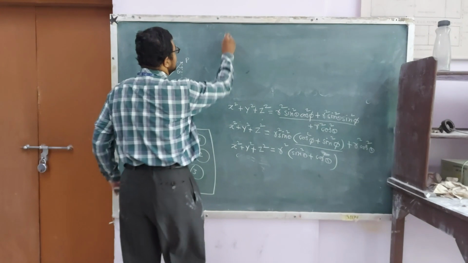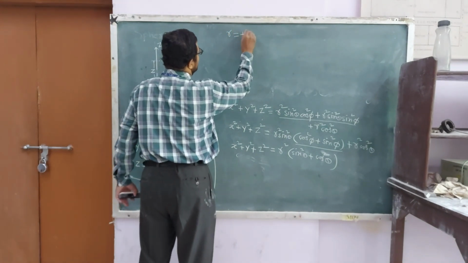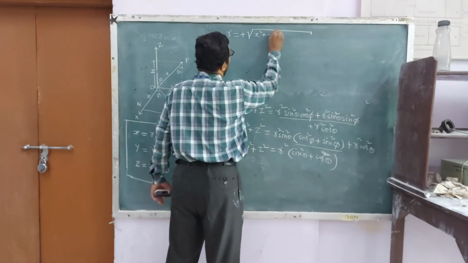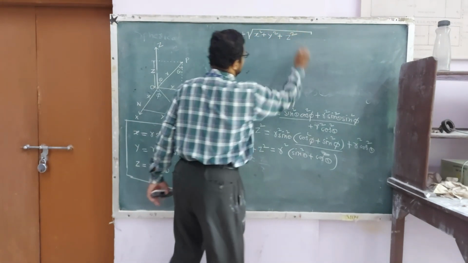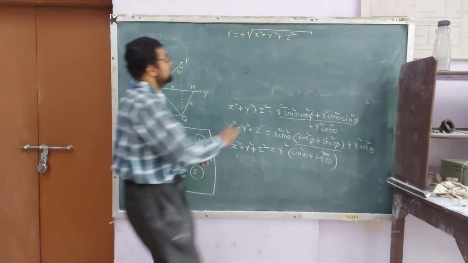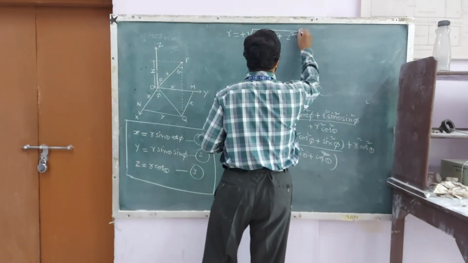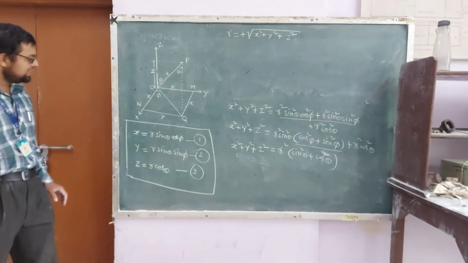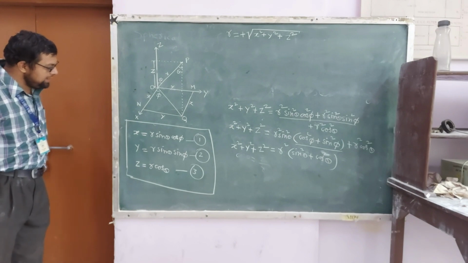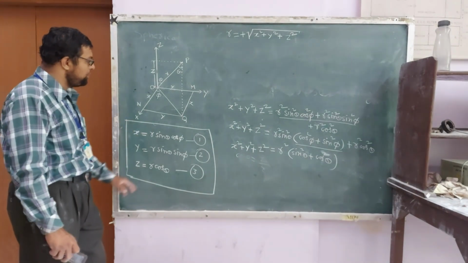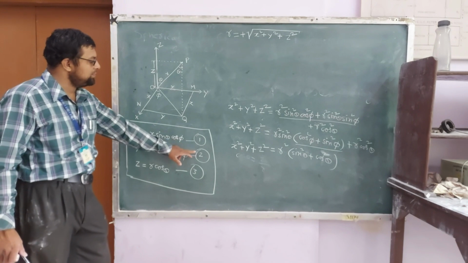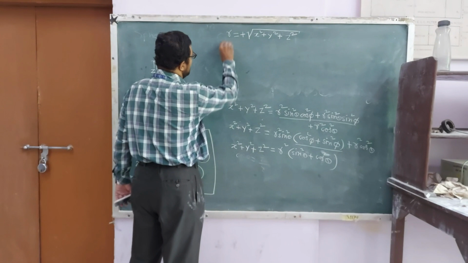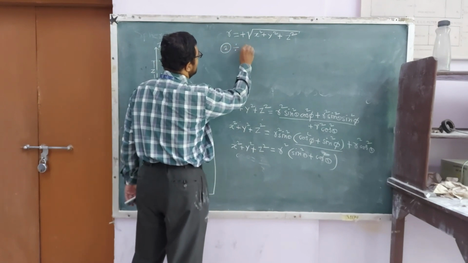So this r is nothing but the positive square root of x square plus y square plus z square. We have to take the positive square root because distance is always positive. Now the second thing is we have to find out phi. To find phi, we will divide equation number 2 by equation number 1.